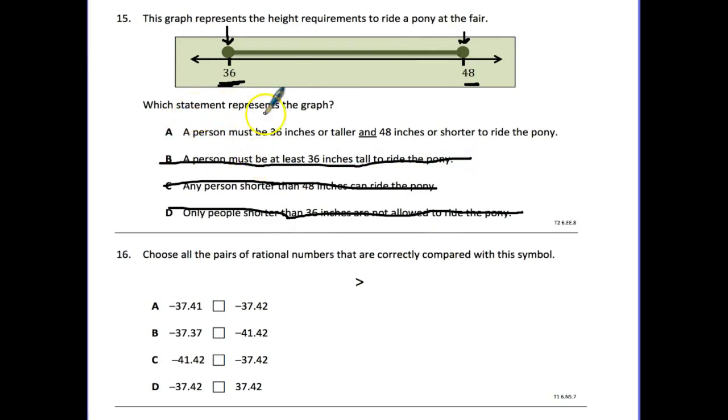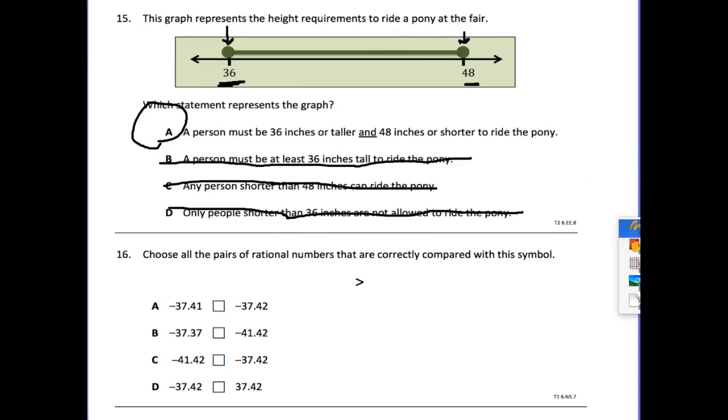A person must be 36 inches or taller and 48 inches or shorter to ride the pony. So 36 inches, you can ride the pony. 48 inches, you can ride the pony. 48 and a half inches, so sorry, out of luck. 35 and a half inches, so sorry, out of luck. So 36 or taller, 48 or shorter. That is the correct answer for this one.